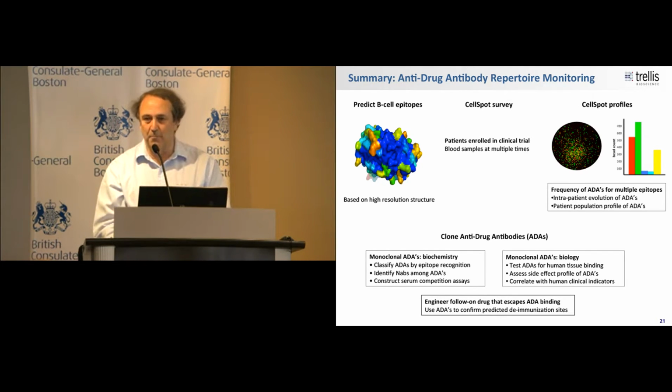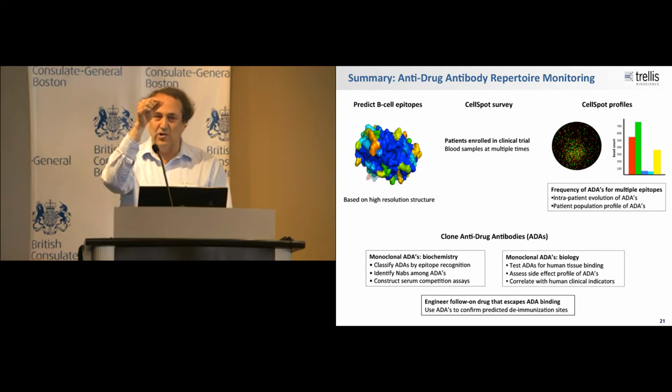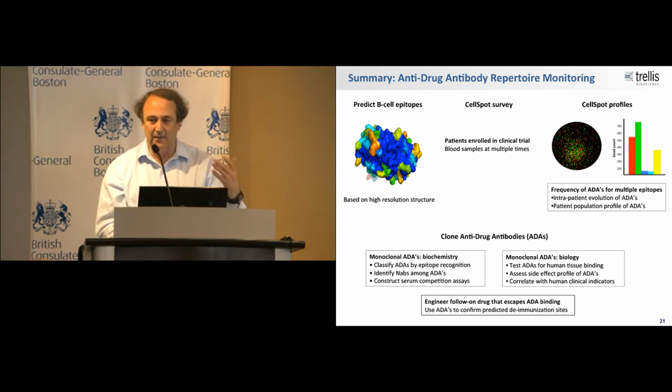And then long term, if you have antibodies against the different epitopes and you find that one of them is particularly problematic, now you can make mutations in order to reduce the immunogenicity of that site. That would then be a second generation product with reduced immunogenicity.